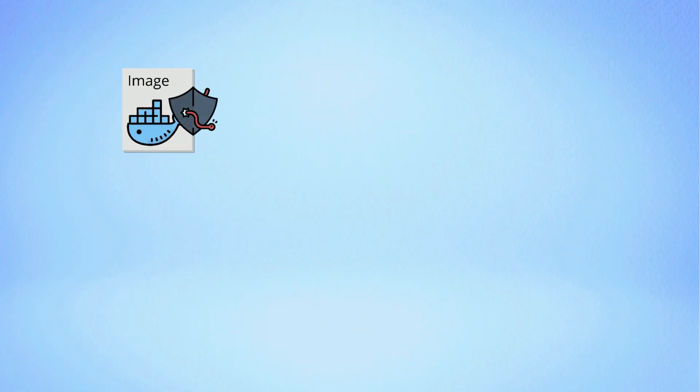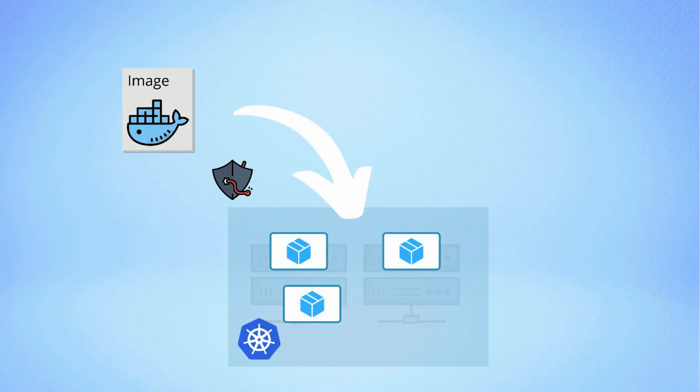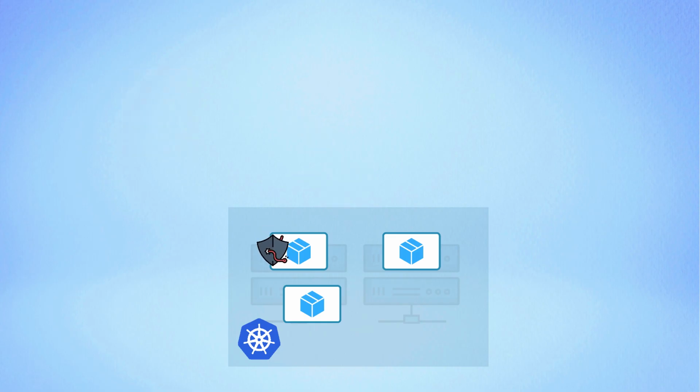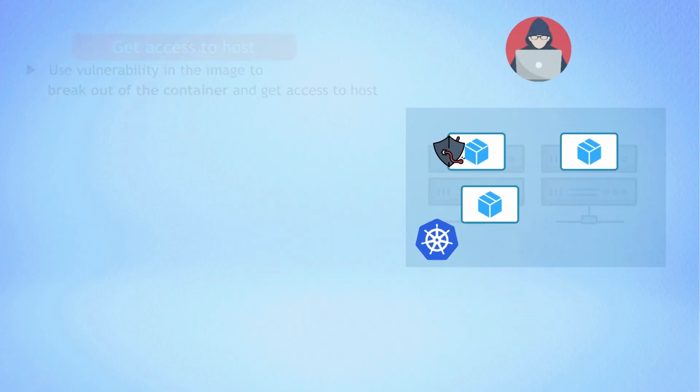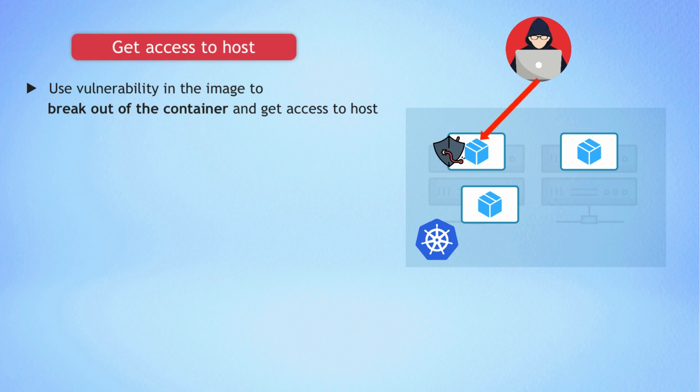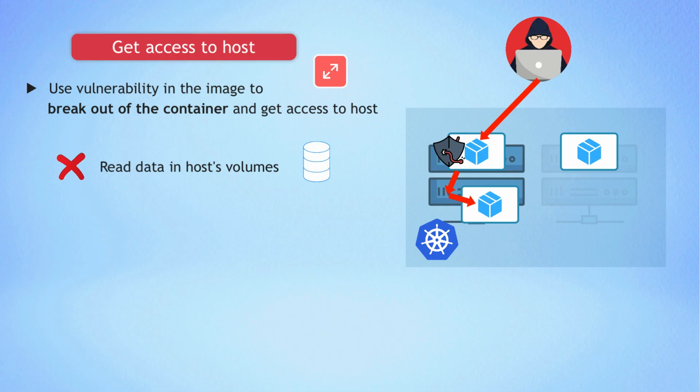If we do build an application image with some vulnerabilities and it gets deployed to the cluster, that may introduce serious security issues. For example, an attacker may use a vulnerability in an image to break out of a container and get access to the host or the Kubernetes worker node. And from the host, they can access all the other containers running on that host. So they will be able to do much more damage if they manage to break out of the container. They can read data in the host volumes, they can read the file system, and so on.